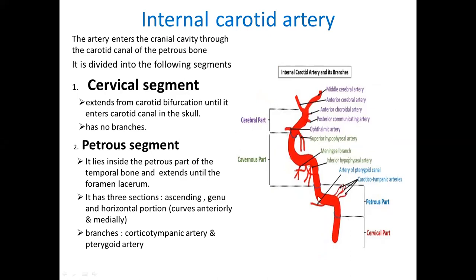The second segment is the petrous segment. It starts inside the carotid canal in the petrous part of the temporal bone and continues until the foramen lacerum. It has 3 portions: ascending, genu, and horizontal portion. It has 2 branches: the pterygotympanic arteries and the pterygoid artery.